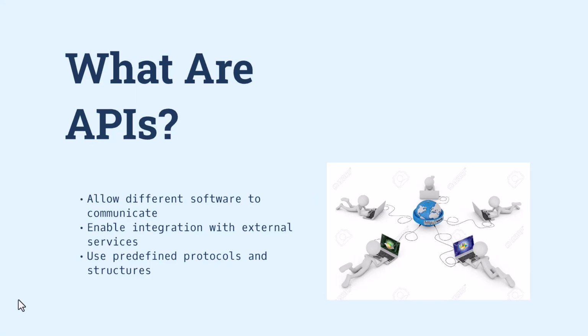APIs allow different software systems to communicate and work together. They enable your application to integrate with external services using predefined protocols and data formats.